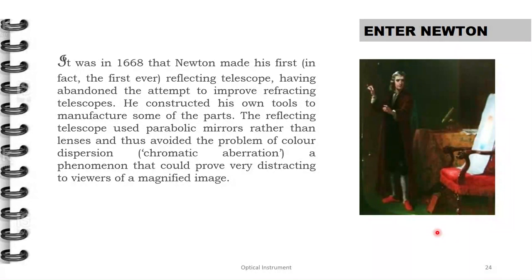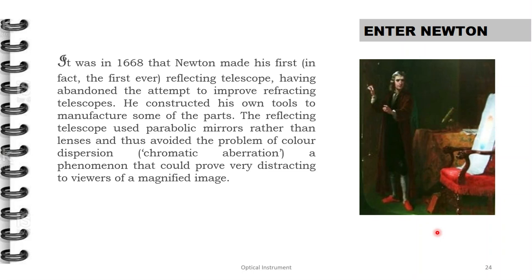It was in 1668 that Newton made his first reflecting telescope, having abandoned the attempt to improve refracting telescopes. He constructed his own tools to manufacture some of the parts. The reflecting telescope used parabolic mirrors rather than lenses, and thus avoided the problem of color dispersion, that is chromatic aberration, a phenomenon that could prove very distracting to viewers of a magnified image.